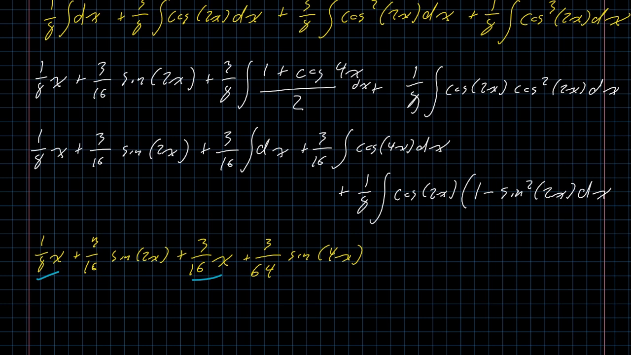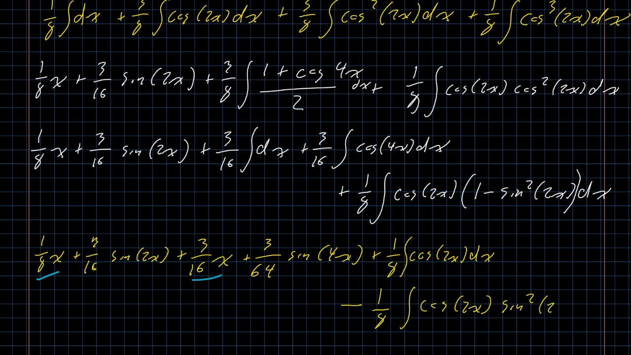And then what else do we have? I guess I can split this integral up. Let's close some parentheses over here. I've got 1/8 integral cosine 2x dx. And then I've got minus, I'm not going to have enough room on this line, so let's go down, minus 1/8 the integral cosine 2x sine squared 2x dx.